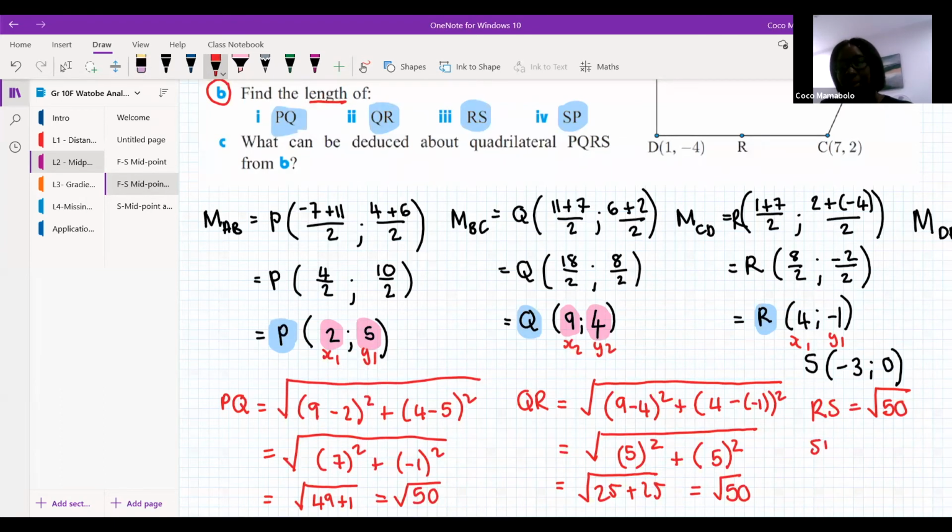All right, and with SP, we're also going to get the square root of 50. Thumbs up, thumbs down. Did we all get square root of 50 for every single answer for PQ, QR, RS, and SP? Excellent, excellent. That was the idea.